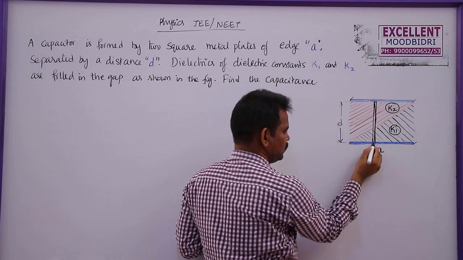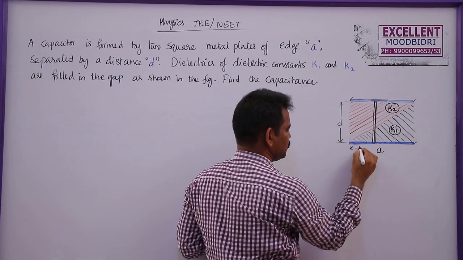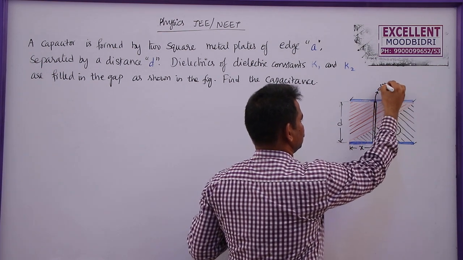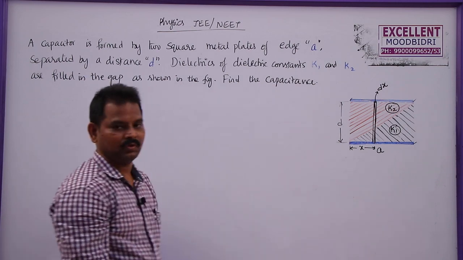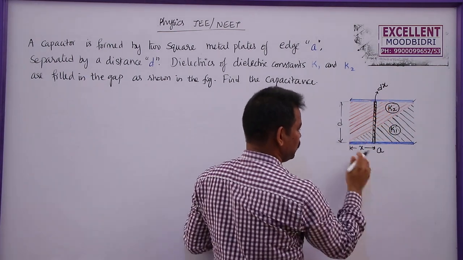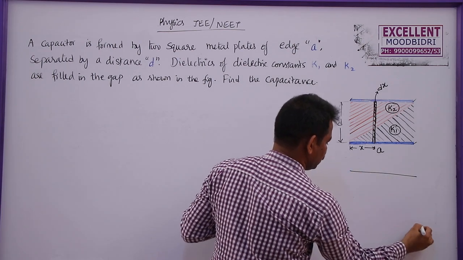The distance of this strip from this edge is x, and the thickness of this one is dx. Now what is the capacitance of this small strip? First let me find out. I am going to draw the same diagram here.